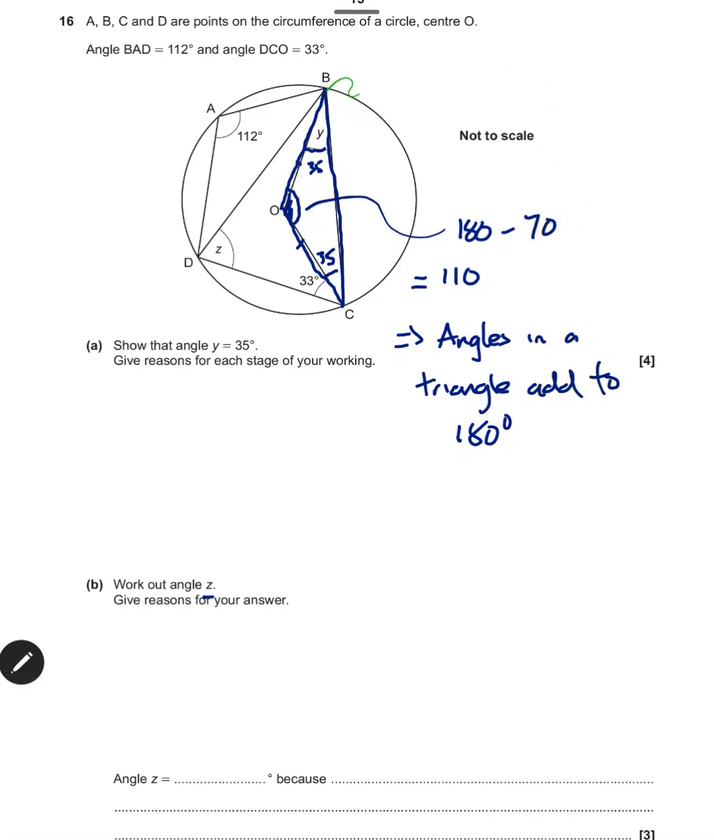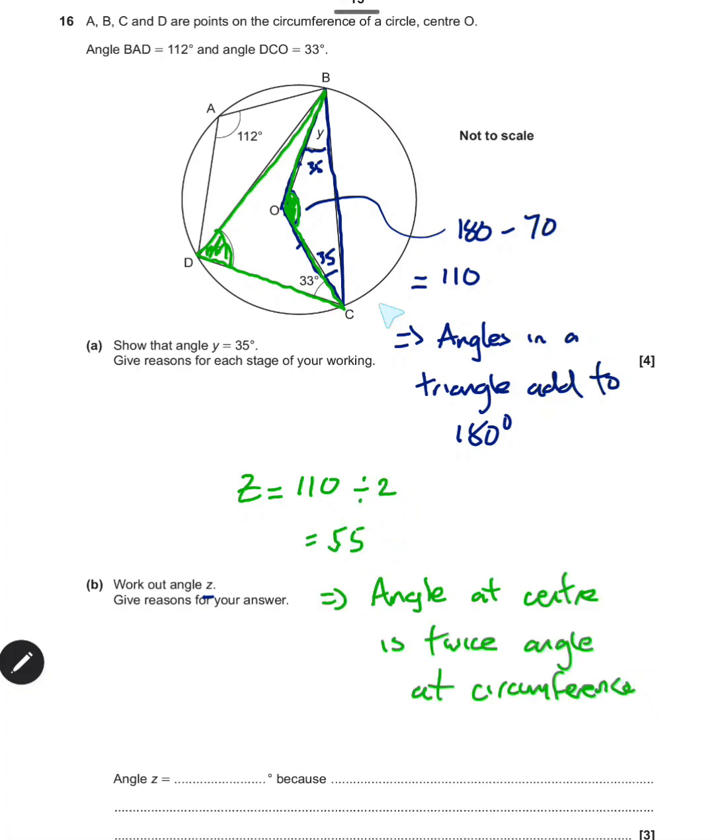What we're looking at this point is now this angle in the middle of the circle and this angle at the circumference of the circle, and they both originate from BC. So if we know that this one is 110, this angle Z is going to be a half of that. So Z is 110 divided by 2, and that is 55. And the reason is that the angle at the centre is twice the angle at the circumference. Just one of your standard circle theorems.